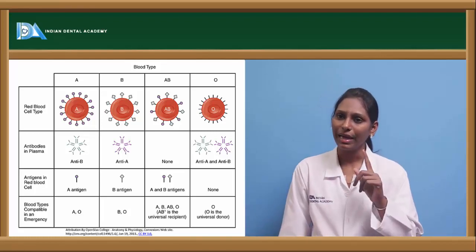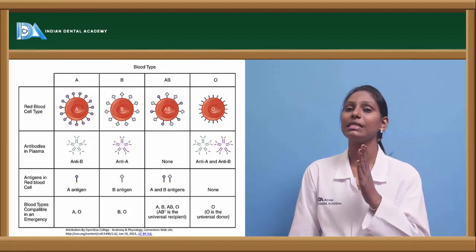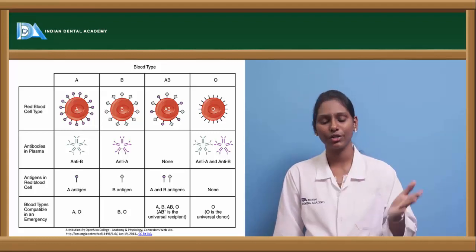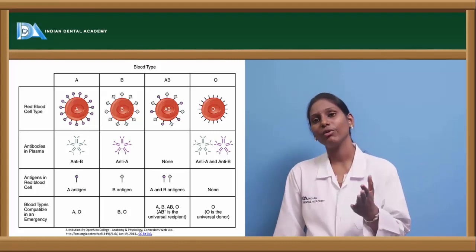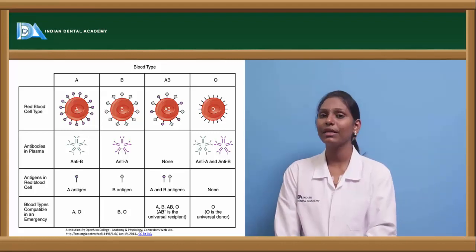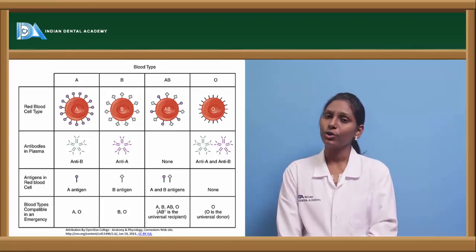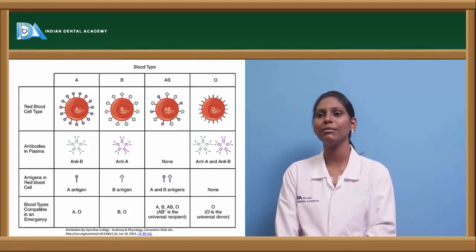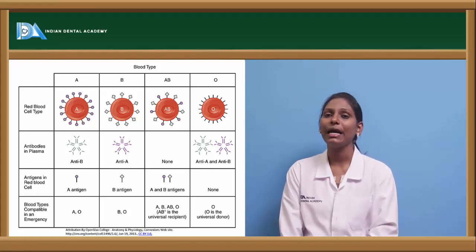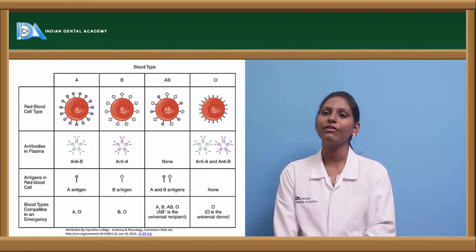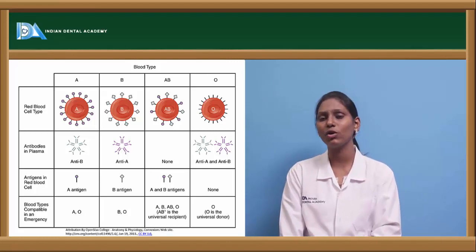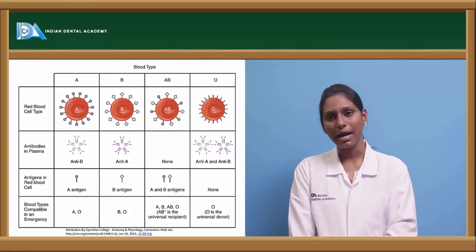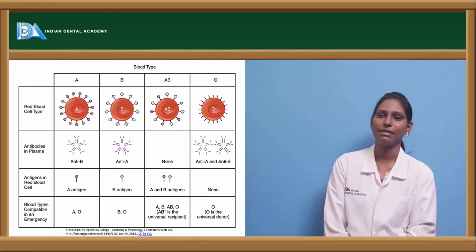However, we have the universal recipient, which is AB. It cannot be given to any other blood group, but it can receive any type of blood group. You can give A, B, or O to AB blood group, apart from its own group. And B group is where B antigen is present on the RBC, anti-A is present within the serum, and the compatible blood types are B and O. In AB, we don't have any antibodies in the plasma, and we have antigen A and antigen B on the RBC, and it is a universal recipient again.